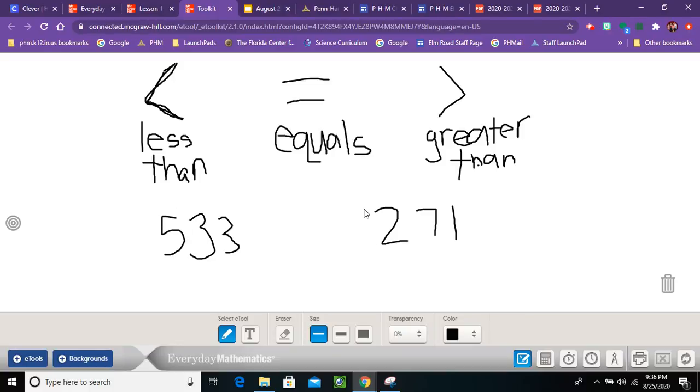If the number in the 100s place is bigger, we're going to use the symbol that opens up towards that number. 5 is bigger than 2. So I am going to use the greater than symbol. The greater than symbol needs to always open up towards the biggest number. So when I read this sentence, it says 533 is greater than 271. Let's do another one.